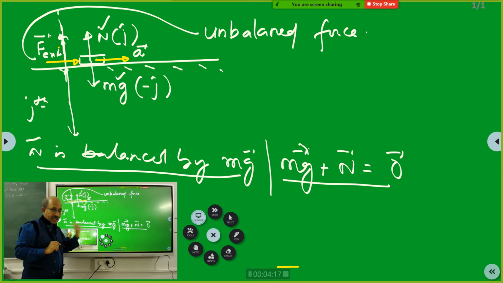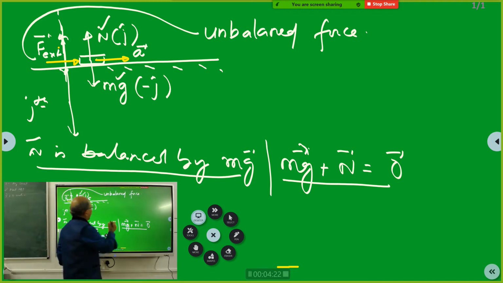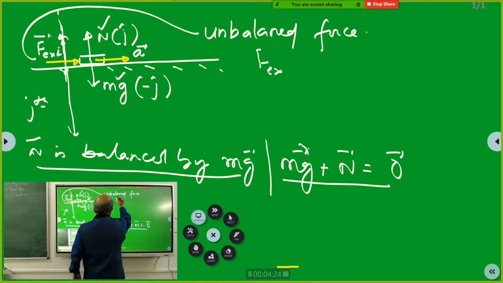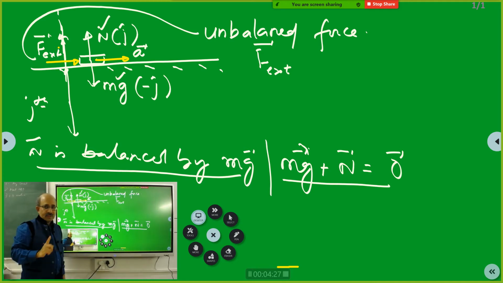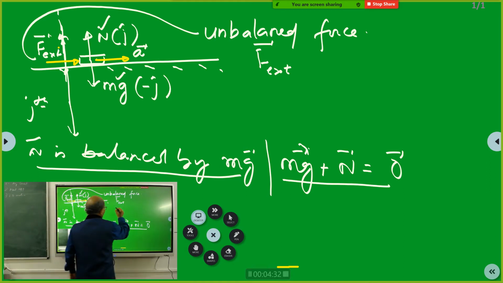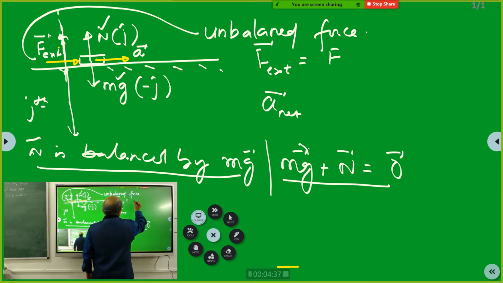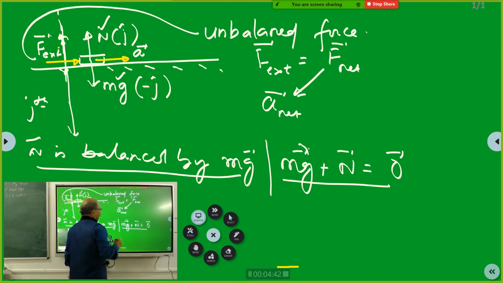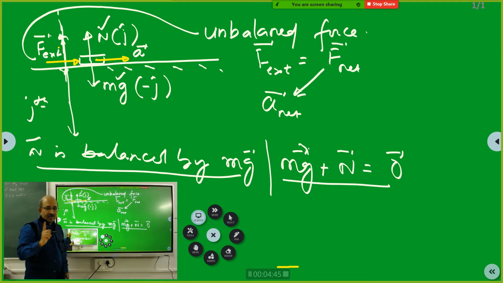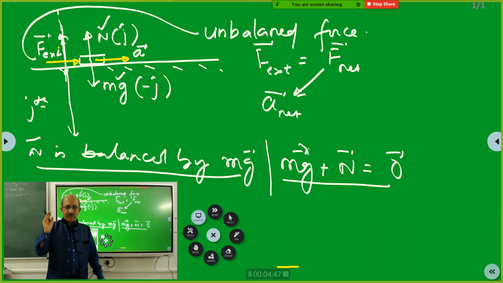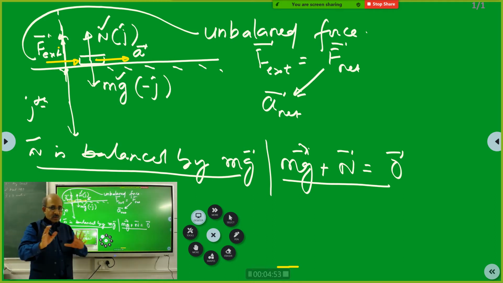Now, you see in this particular case, the only unbalanced force is F external bar. As a consequence of this only unbalanced force, you have got net acceleration. So this F external itself becomes F net bar, and as a consequence of F net bar, you have got A net bar. And A net bar will act in the direction of F net bar. Clear? So this is one aspect.